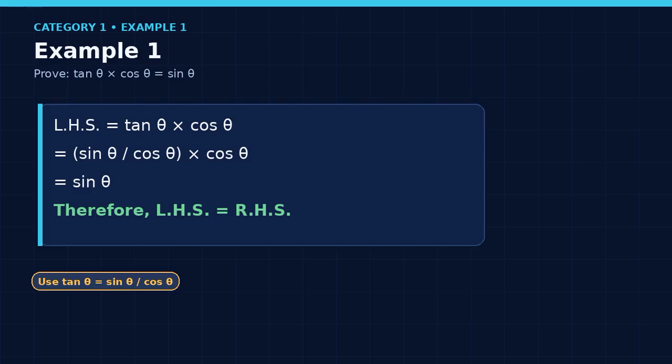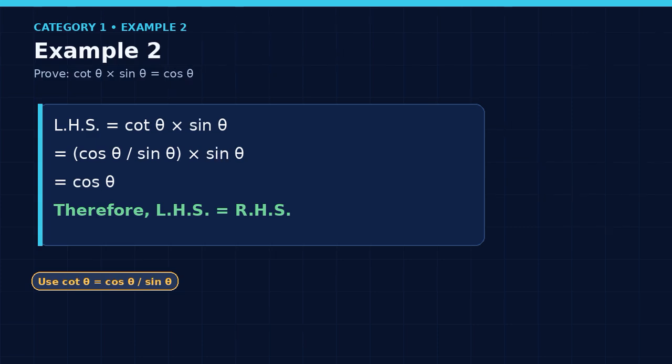Example 1. Prove that tangent theta multiplied by cosine theta equals sine theta. Start with the left-hand side. Replace tangent theta by sine theta over cosine theta. Then sine theta over cosine theta multiplied by cosine theta equals sine theta. The cosine factors cancel. Therefore, the left-hand side equals the right-hand side and the identity is proved.